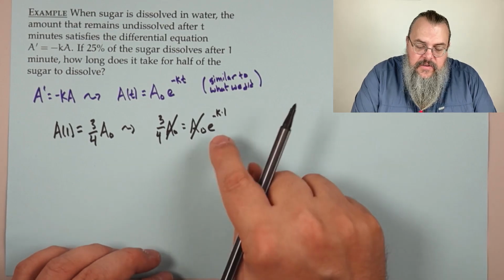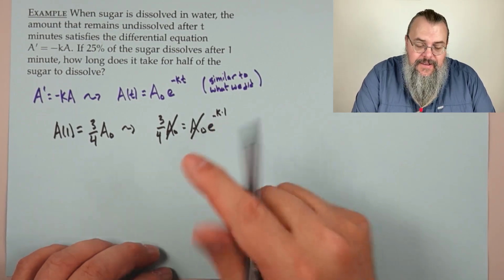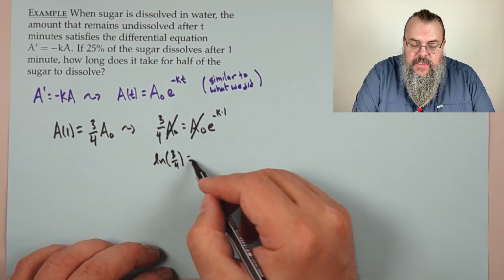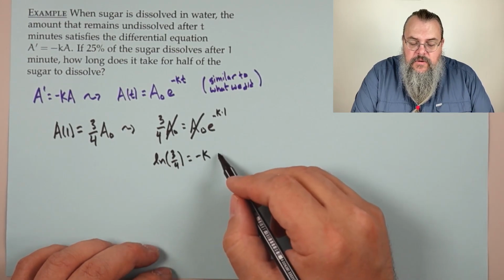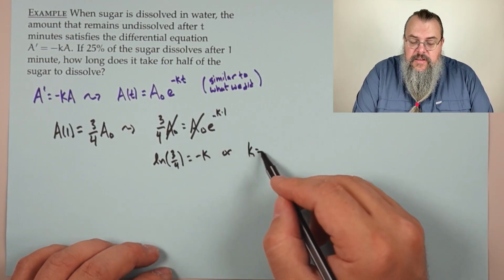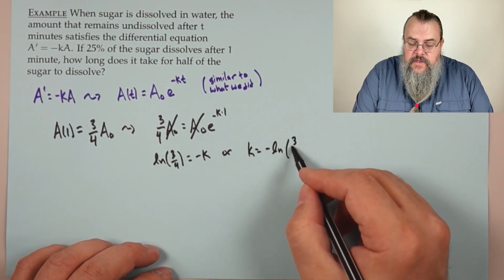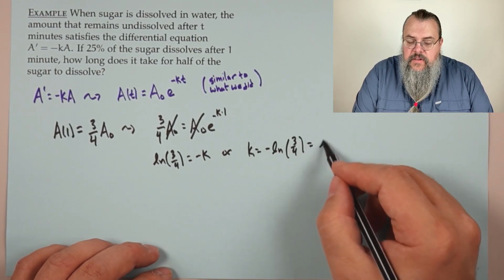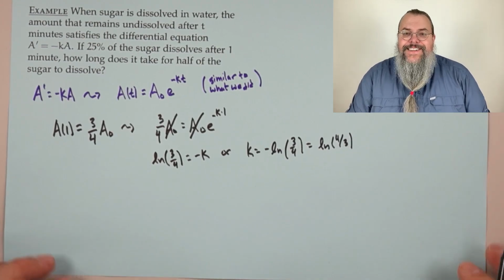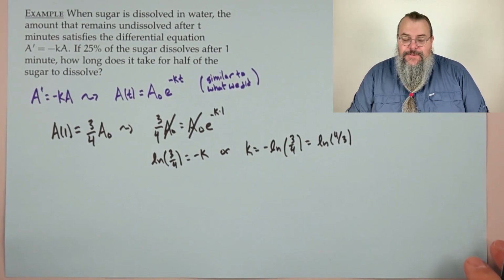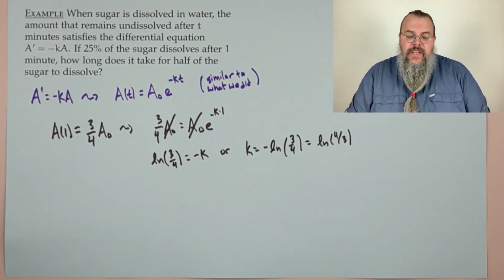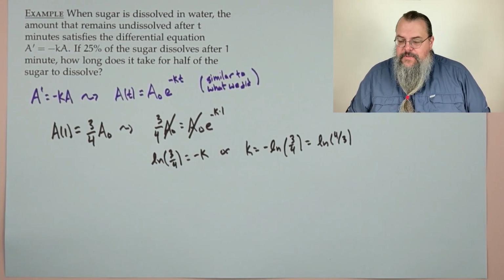Taking the natural log, because we really want k, we can say the log of 3/4 is minus k. Or, if we move the minus across, k is minus the log of 3/4, which is the same as the log of 4/3. All right, so there we go. Okay, good.